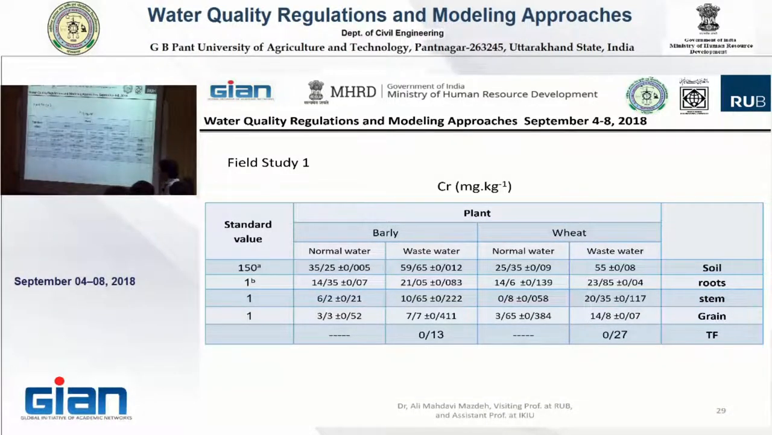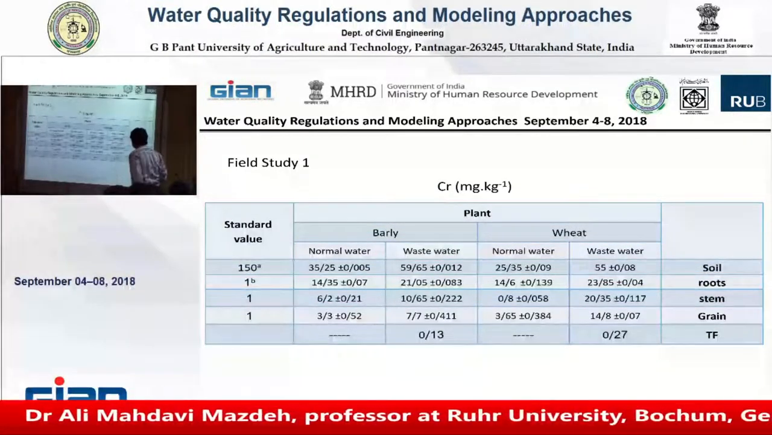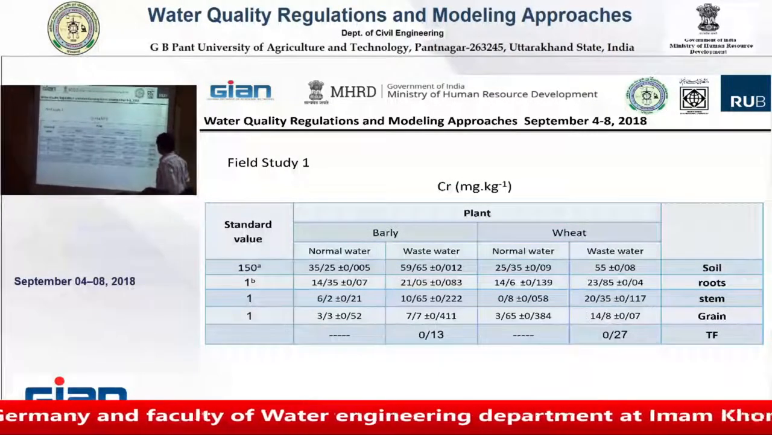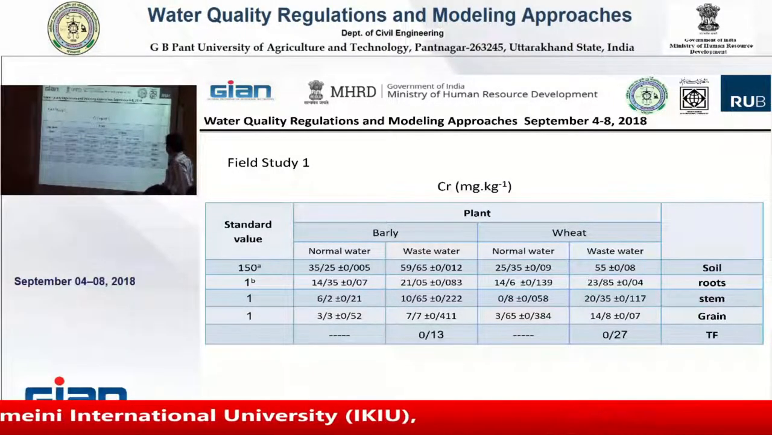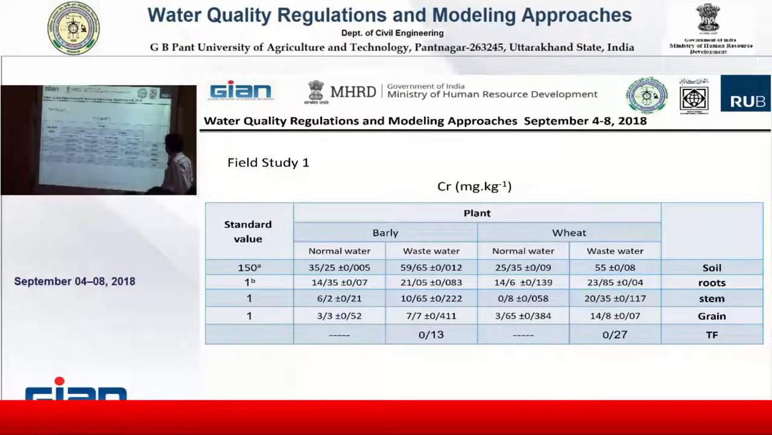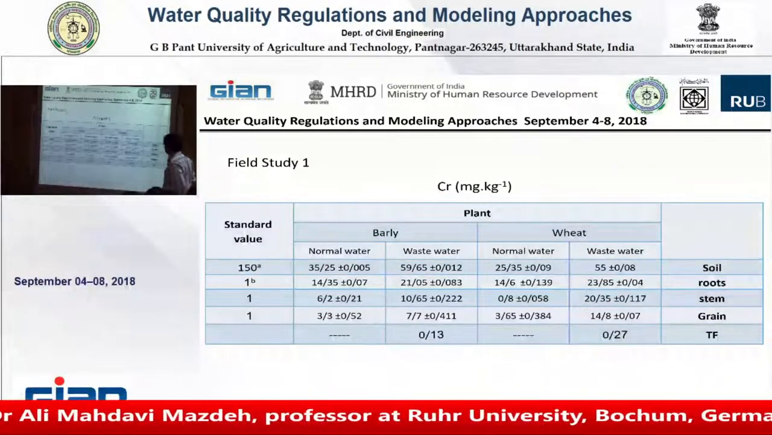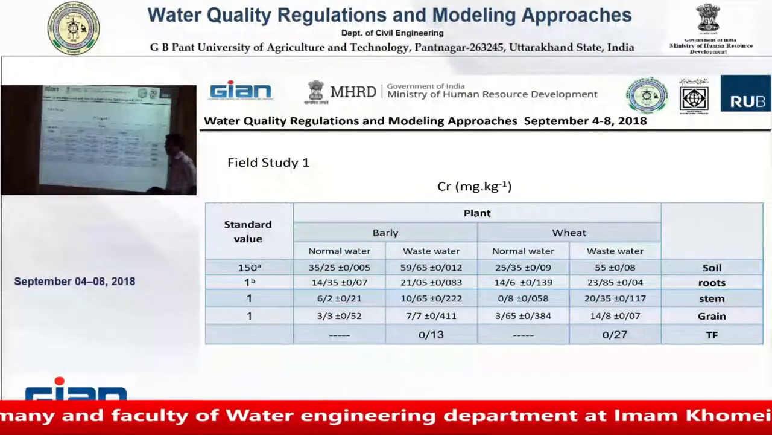Here we have the result of the first field study, and it is the result of the chrome. In the first field study, as I told you, it was about barley and wheat. And we measured the concentration in the soil, and again in the root, stem, and grain. As you can see, here is the result of normal water, and here is the wastewater. If we compare, always when we use the wastewater, the pollutant is much more than with normal water. Again here also, always when we use wastewater, the pollution is much more.